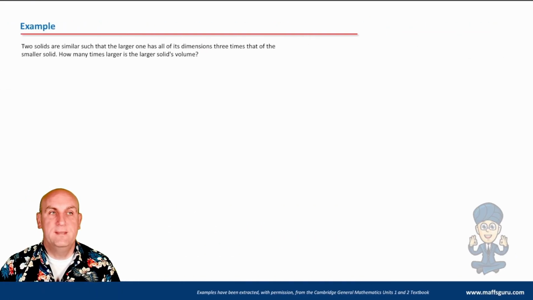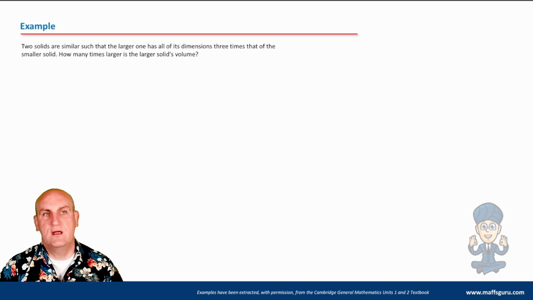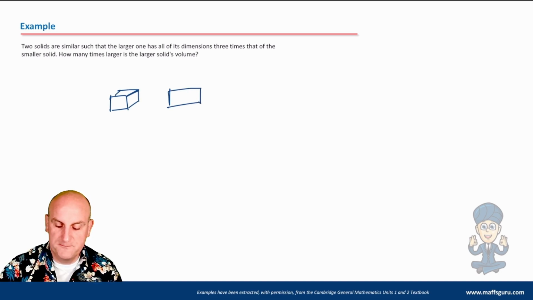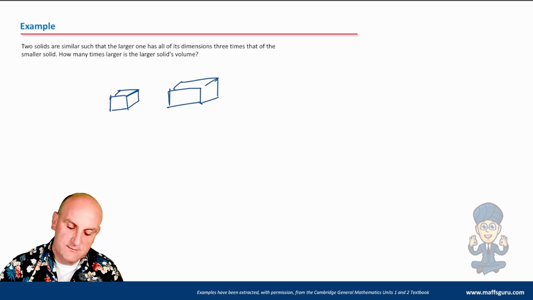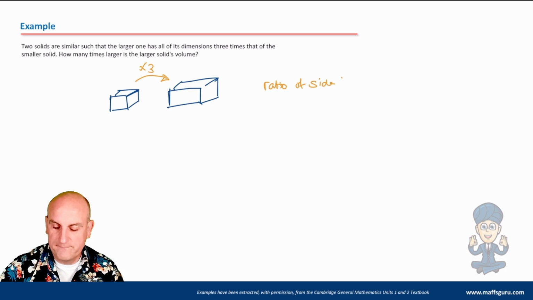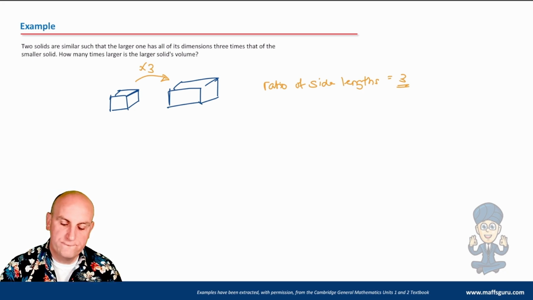Here's an example. Two solids are similar, such that the larger one has all of its dimensions 3 times that of the smaller one. So they haven't told me what the solid is, so I'm just going to draw some sort of cuboid. There's my original cuboid. What have they told me? That the larger one has all of its dimensions 3 times bigger than the smaller one. So it's telling me that that's 3 times bigger. Well, if that's the case, I know that my ratio of side lengths must equal 3.